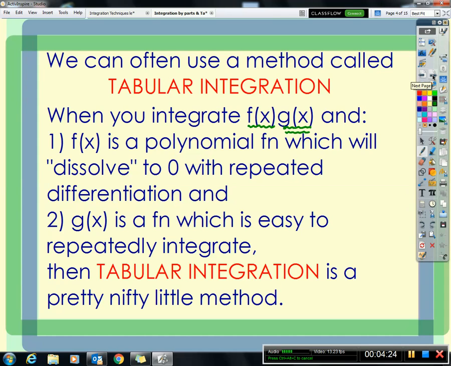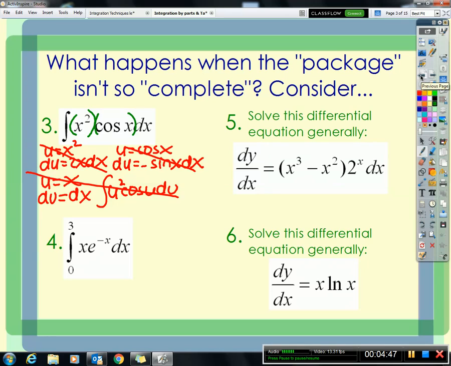Now, tabular integration is really handy if one of the 2 functions is polynomial. So that's what I'm calling f of x. The reason is polynomials dissolve whenever you do repeated differentiation. So on number 3, f of x is your x squared, and if you differentiate it, it goes to 2x, and if you differentiate that, it goes to 2, and if you differentiate that, it dissolves to 0. On number 4, f of x is x. When you differentiate x, you get 1, and when you differentiate 1 again, you get 0.